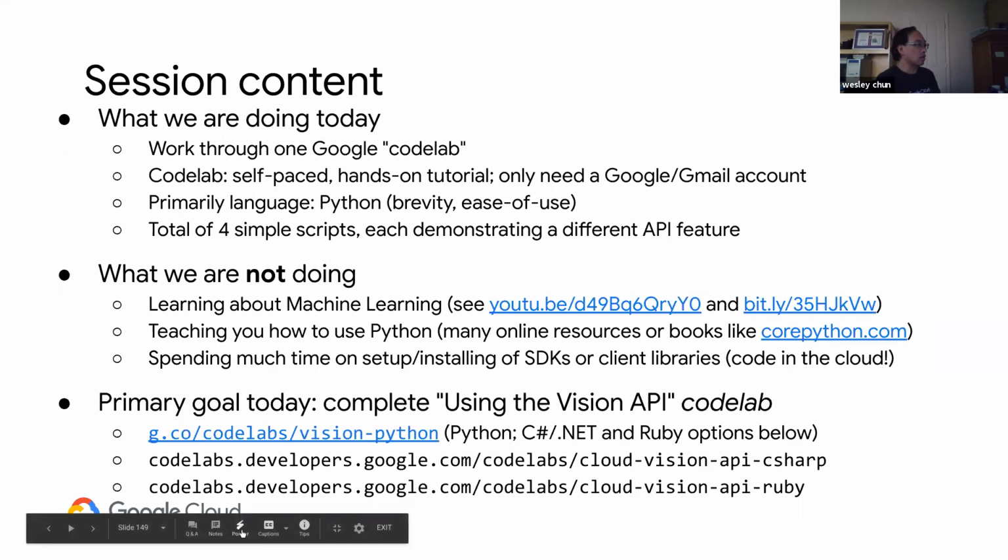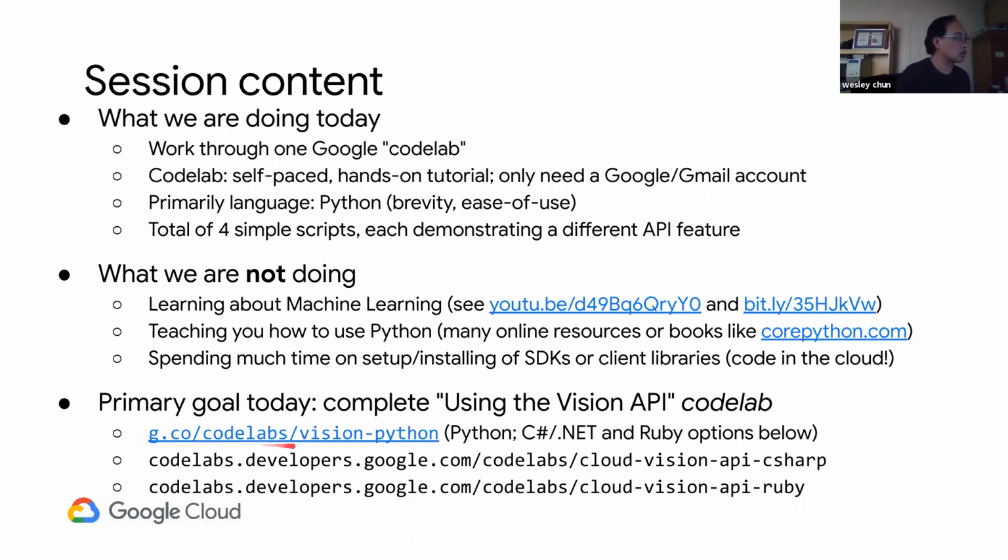So let me get the laser pointer here. Open a browser window to g.co/codelabs/vision-python. So that is the code lab that we're going to do. That link is always there. It's not going to expire. It's always going to be there, so you can go to it later, even if you don't choose to participate tonight.